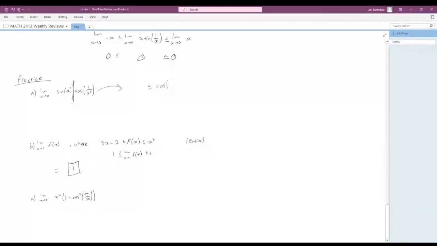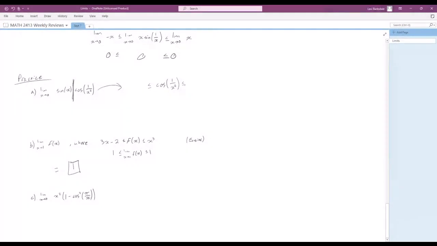Inequality. What is cosine always bigger than? Bigger than negative 1. Exactly right. And what's it always smaller than? 1. Perfect, perfect. So there we have an inequality. How can we turn it into this one right here? How can we turn the whole inequality into sine of x times cosine of 1 over x squared? Oh, multiply everything by sine x. Perfect, perfect. So negative sine x.